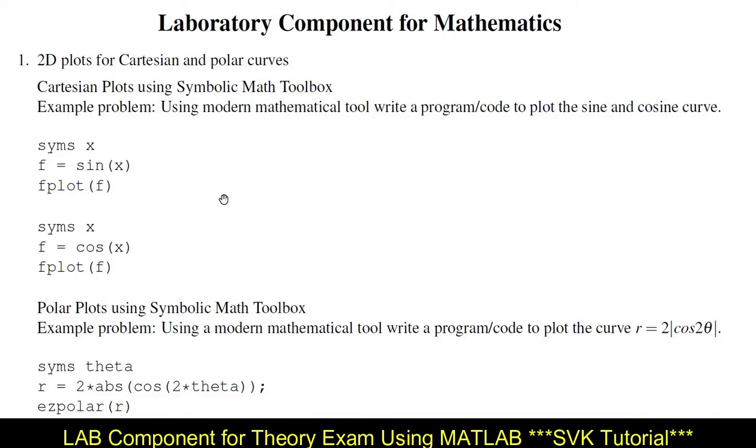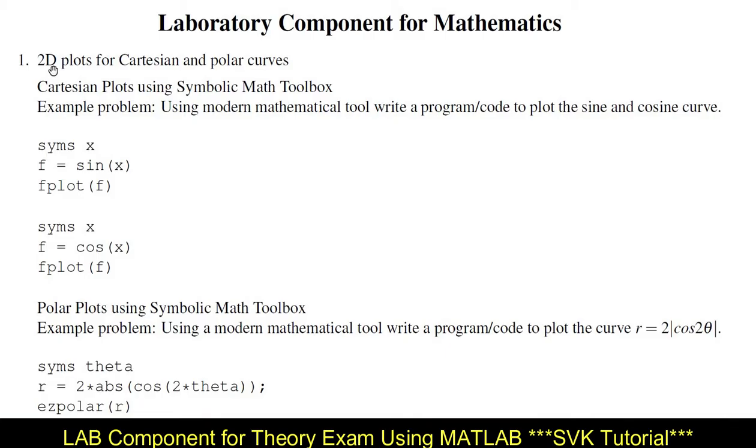In this video, I am going to discuss the lab component for your theory examination. As you are all aware of the lab component for your theory examination, I will be discussing the problems of the lab component here. This is applicable for all the streams, so all the streams can refer to this.